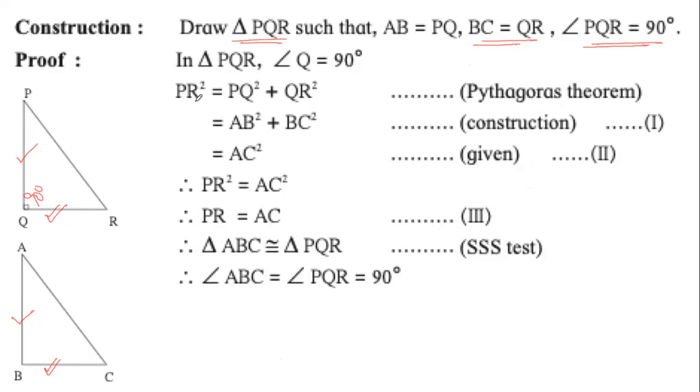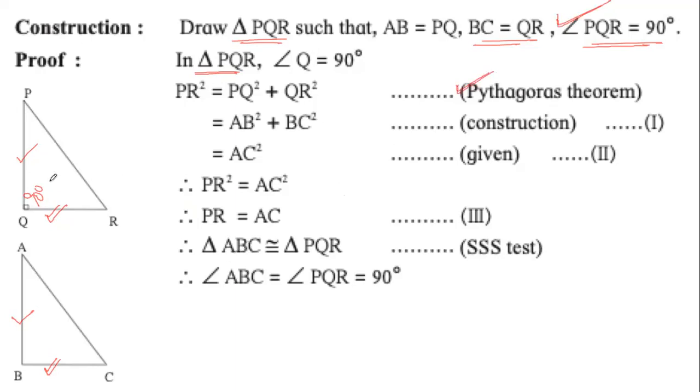Now if we look at triangle PQR, it is a right angle triangle. Why? Because we have constructed it like this. Angle PQR is 90 degrees. Because it is a right angle triangle, we can apply Pythagoras theorem.